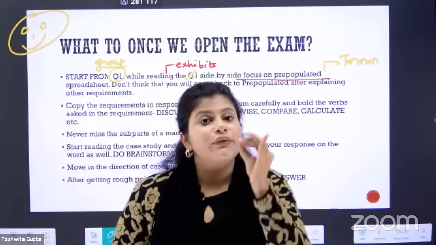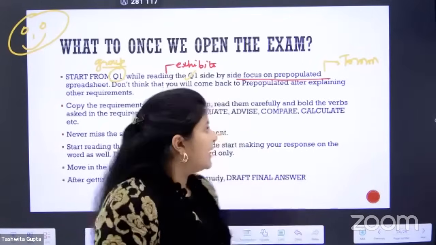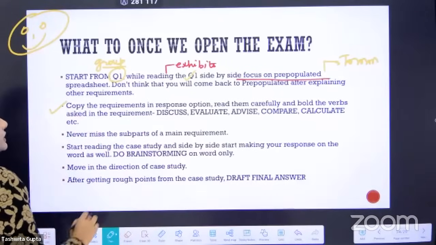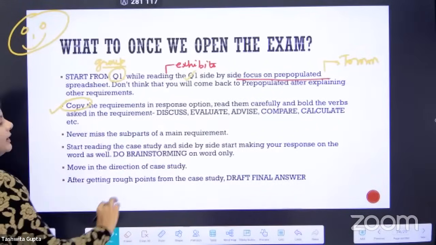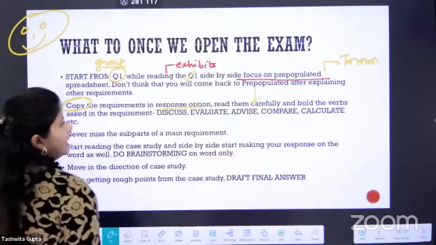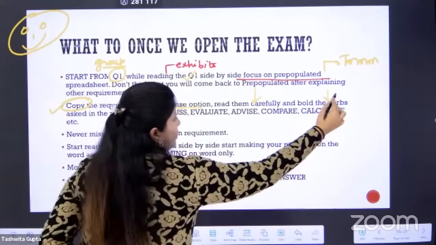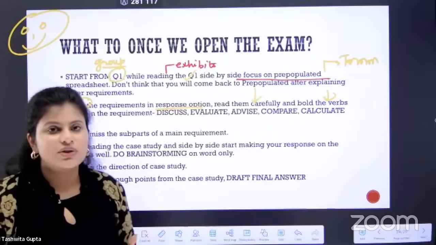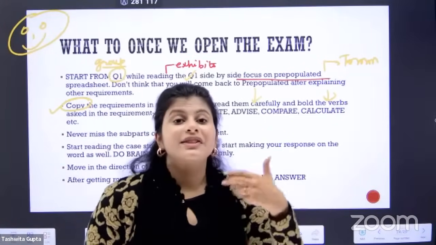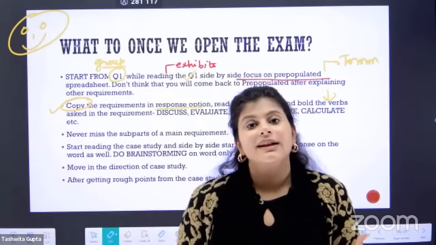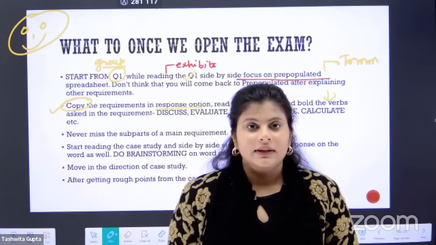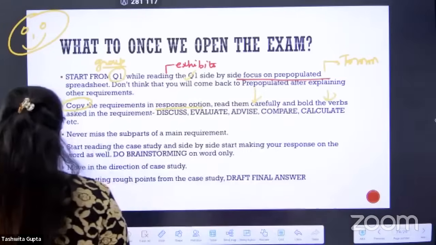How can you do that? If you know the requirement. That is why whenever you start your paper, you're supposed to copy the requirement in the response option and read them carefully. Bold the verbs so that you know what they're asking. Are they asking discussion? Are they asking calculation? Are they asking evaluation? Are they asking you to critically appraise something? Are they asking you to calculate or describe something? So you need to understand that.